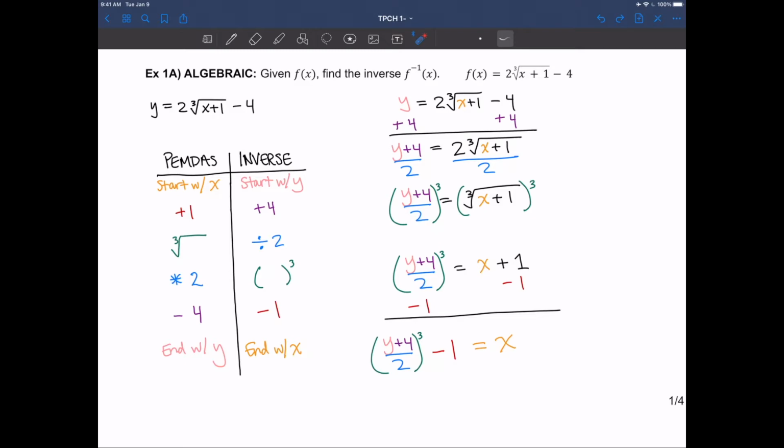So go back and check out the shortcut method. If you like the shortcut method, write that down for your algebraic. If you like the long way of doing it, that's fine too. Write this down.